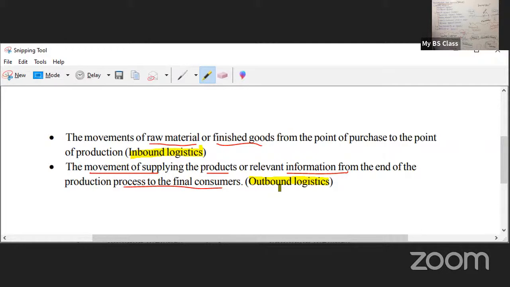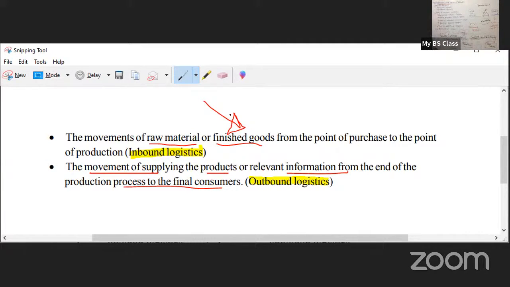Now I'll explain this in a more detailed manner because a lot of students get confused when they mention finished goods. Let me explain. That is why it depends on the organization. Let me come up with an example.